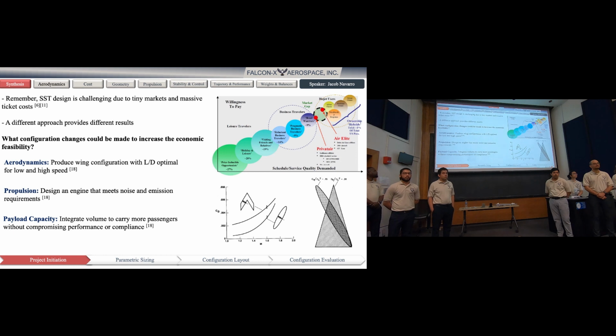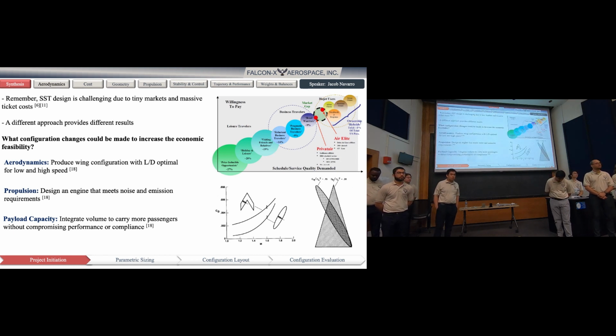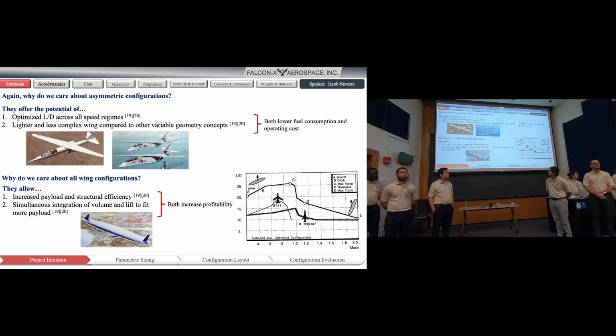And then payload capacity. The Concorde was very skinny and cramped. You can see that on this image here. And that was because it has to maintain a very slender shape to get that performance even at supersonic. So again, we asked ourselves, why do we care about these configurations?